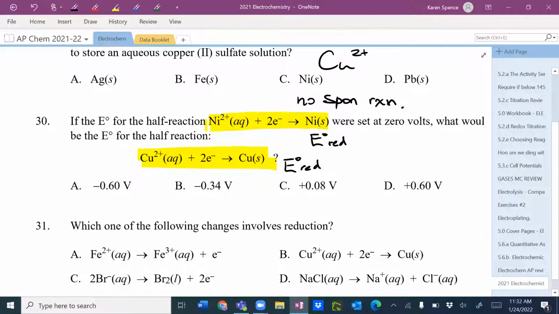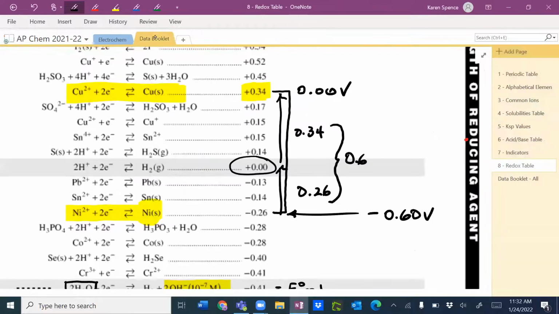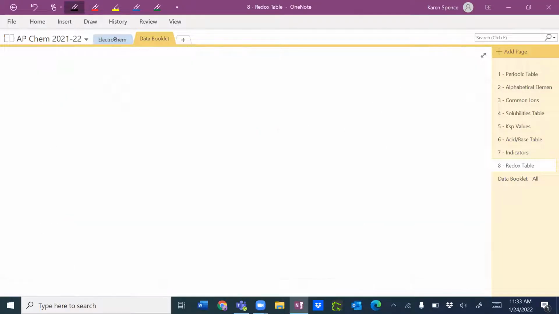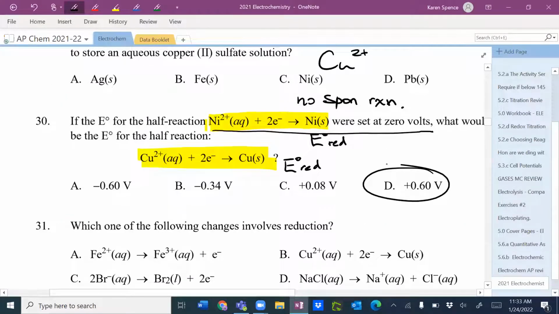Miss Fez? Yeah. For question 30, does it say that nickel is at 0? But I think you made copper at 0 on the chart. Oh. Hang on. No, it says if nickel was set at 0. Did I write it wrong? Let's see. Oh, yeah, I wrote it wrong. Okay, so if nickel were set at 0, then this would be positive 0.60 volts. There we go. Sorry, and thank you for catching that, Ahmed. So that would be positive 0.60.